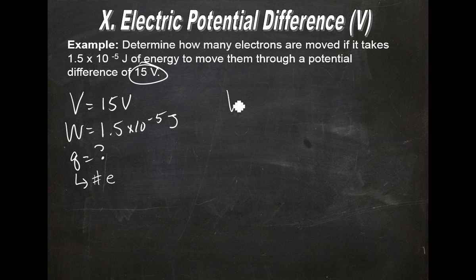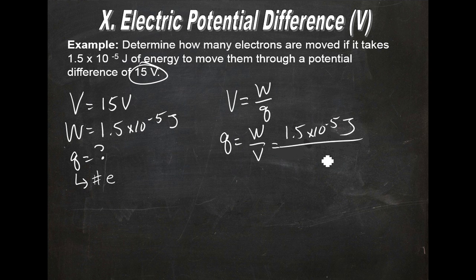So we can do that by using our equation V is equal to W over Q. Solving for Q, W divided by V, we're going to do 1.5 times 10 to the negative 5 joules divided by V, which is 15 volts. So the amount of charge that was moved turns out to be 1 times 10 to the negative 6 coulombs.